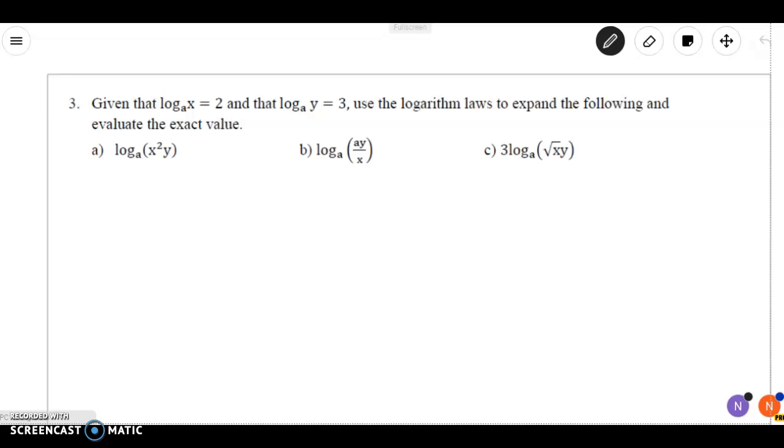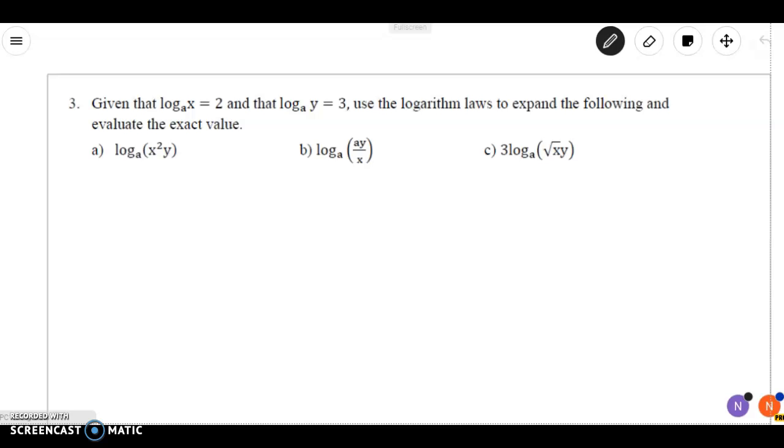So looking at expanding and then evaluating logs, for this example, we're given that log base a of x is equal to 2 and log base a of y is equal to 3. It's important to note that the entire log is equal to 2 or 3, not just x or y. We want to use the log laws to expand and then evaluate. Let's take a look at B and see what we mean by this.